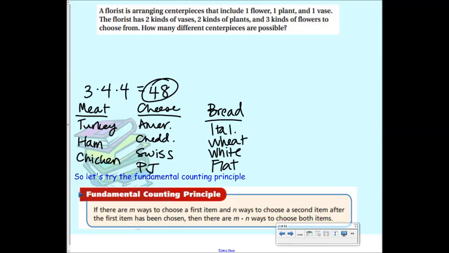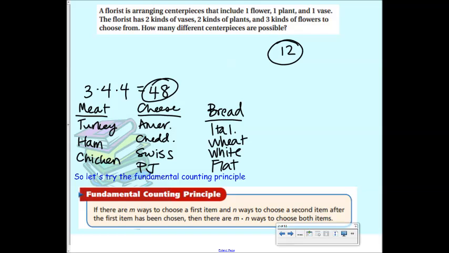So what would you do to figure that out? Multiply what? The kinds of flowers, the kinds of plants, and the kinds of... Okay, so how many vases? 2. And then flowers? 2. And then plants? 3. All right, and what would you get when you multiply that? 12. Why? That's 2 times 2 is 4, 4 times 3. Good. So you have 12 different options for centerpieces.